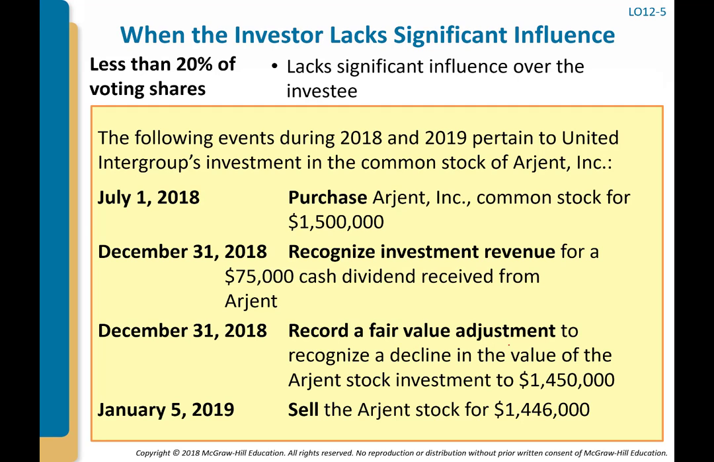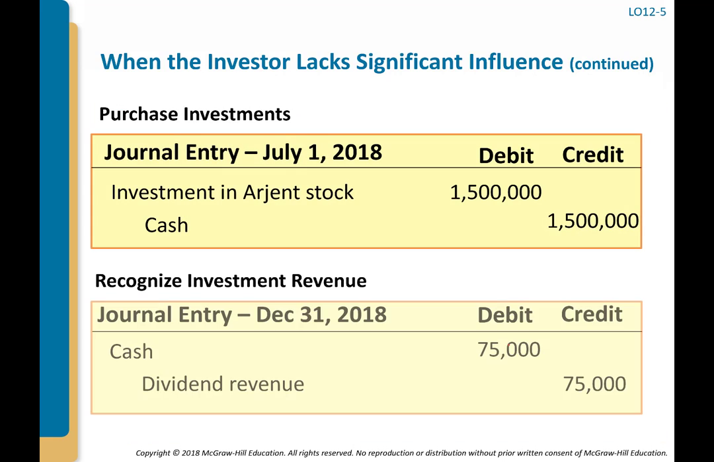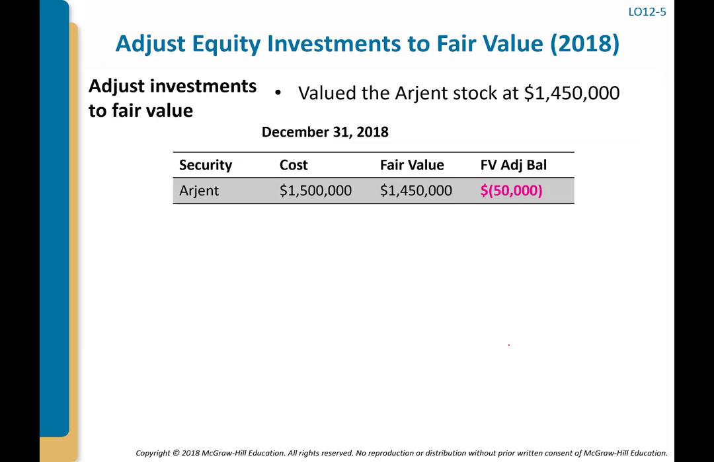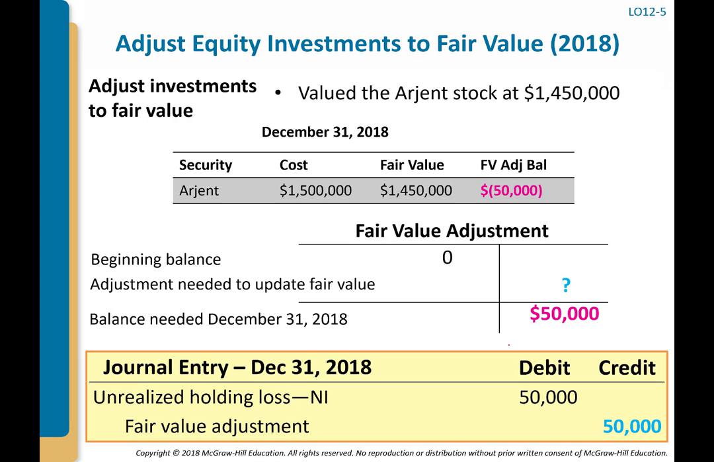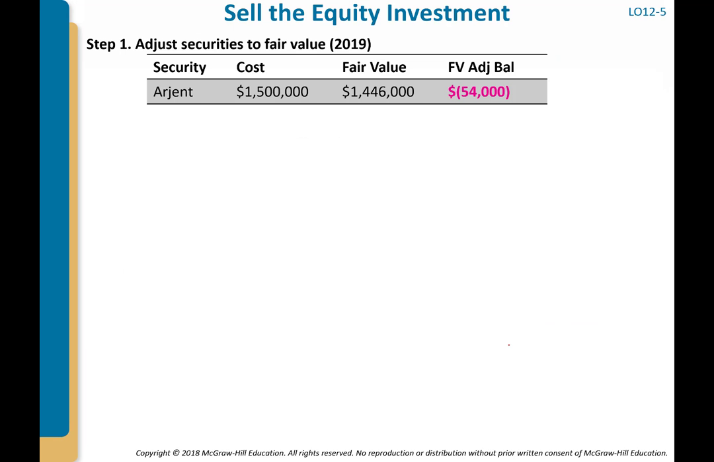Here they just told us they received $75,000, okay? So you go ahead, you debit the cash, credit dividend revenue, easy enough. And then we have to do our fair value adjustment, don't we? Just like we did a minute ago for the trading securities, right? And so you come over, and you need $50,000 in there, so you're going to want to decrease. We lost this time, didn't we? So we're going to debit our unrealized holding loss and credit the fair value adjustment.